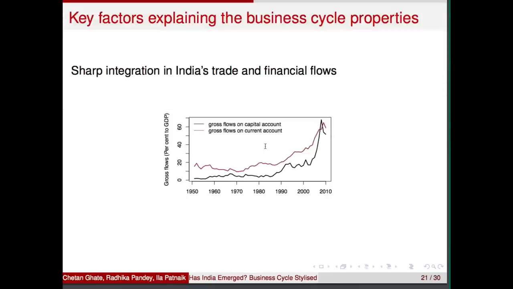The other important factor that could explain the changes in the business cycle properties is the sharp integration of the Indian economy on both trade and financial account. As India has sharply integrated with trade and financial account, we see that though the volatility of macro variables has registered a decline, they are still quite high. This graph shows that the gross flows on current and capital account as a percent to GDP has significantly increased from around 20% in the 1950s to 60% each for gross flows on current and capital account in 2009.